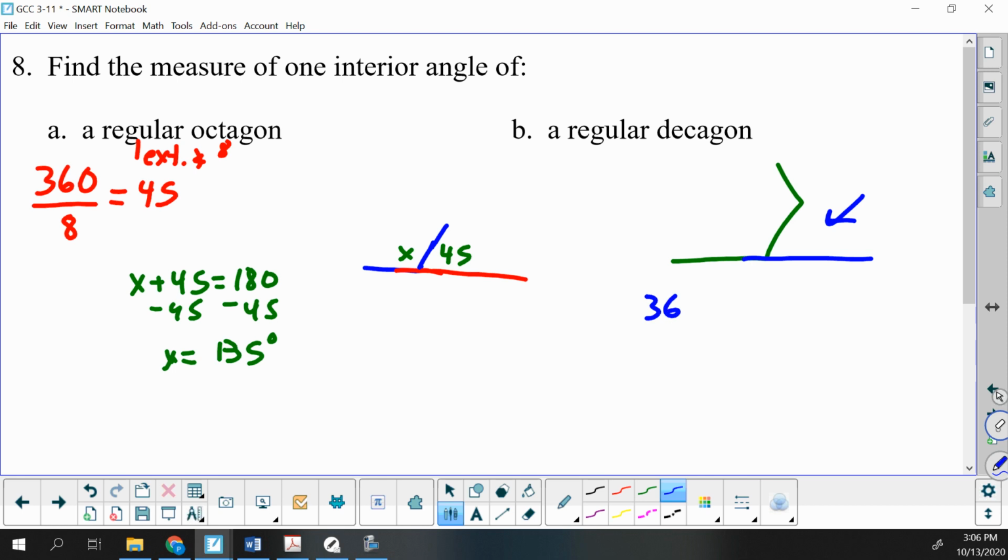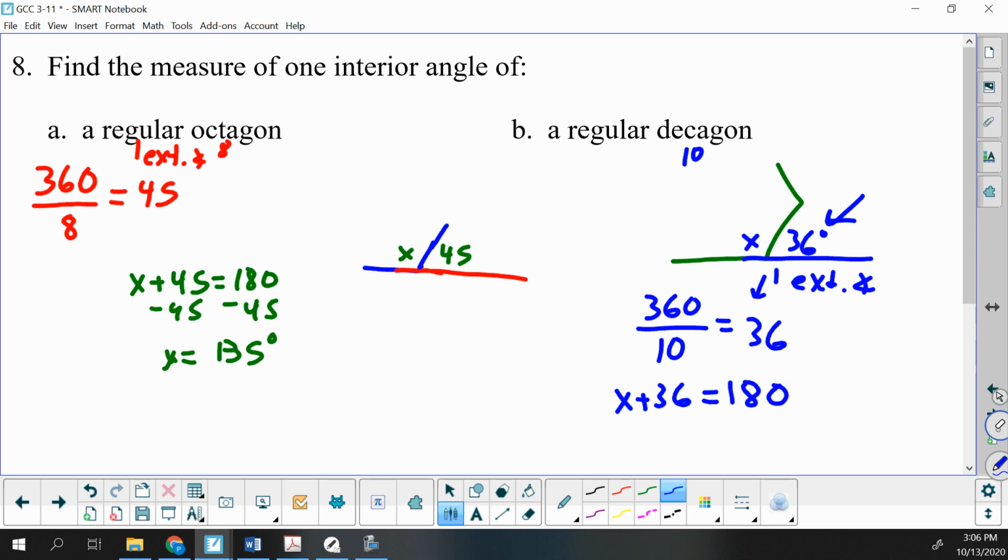So we always start with 360 for our exterior, divided by our number of sides. Decagon is 10. And that's going to tell us one exterior angle. So that'll give us 36 degrees for the exterior angle. Well, let's pick a variable for the interior. They're angles on a line, so they should add to 180. So x plus 36 should equal 180. We'll subtract the 36. And therefore, x should equal 144 degrees for the interior angle.